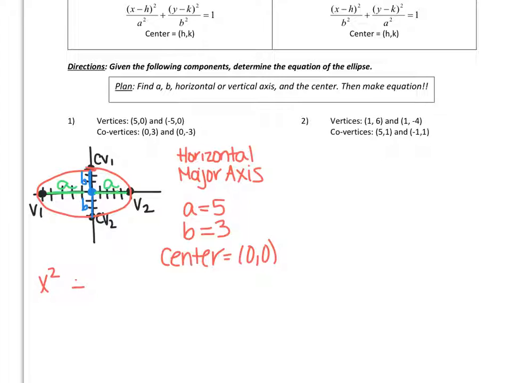We have x squared plus y squared equals 1, and it's all over our a squared and our b squared. So since we know it's a horizontal major axis, we know the a goes first. So if a is 5, we could square it, and that gives us 25. And if the b is 3, and we square it, that gives us 9.